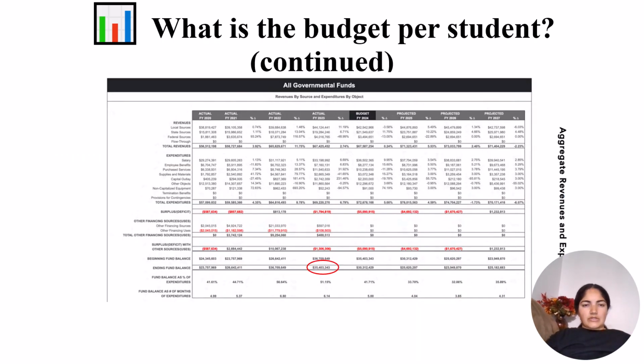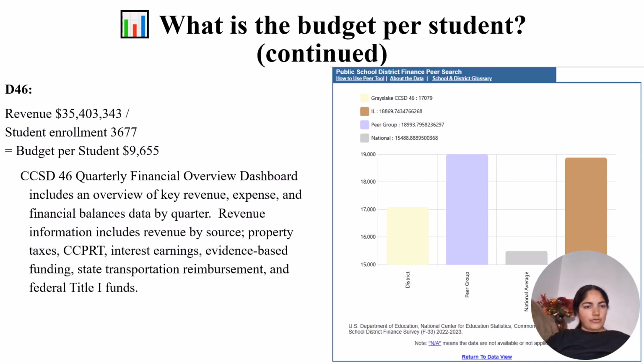This table represents the funds that were allocated, again, through the district. So revenues, total expenditures, additional expenses, other financing sources, and the total after all the deductions is circled here. So for District 46, after doing the calculation, the budget per student came out to $9,655. And to the right, I have a basic graph that explains the breakdown between the different categories.